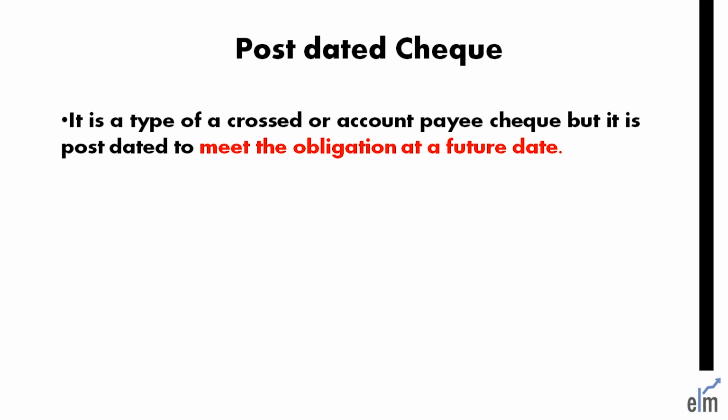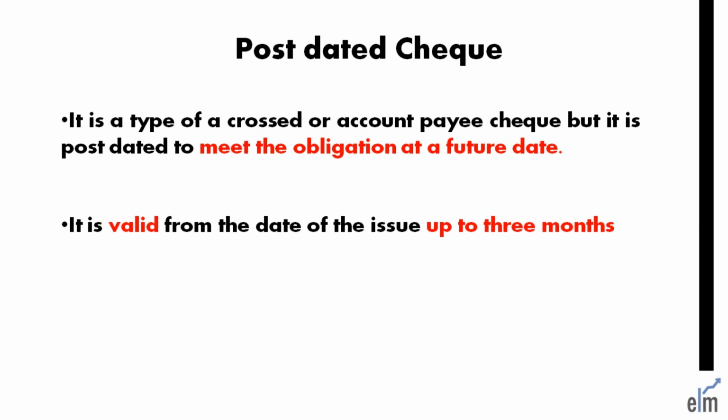Next we have a post-dated check. In case of a post-dated check, you always have the option to meet a future obligation. This means that it's a type of crossed or an account payee check, but it is post-dated to meet the obligation at a future date. For example, you may find in the case of an agreement, say a lease agreement, a clause stating that you are required to give post-dated checks. So it is required to meet the obligations at a future date. This check is also valid up to 3 months.